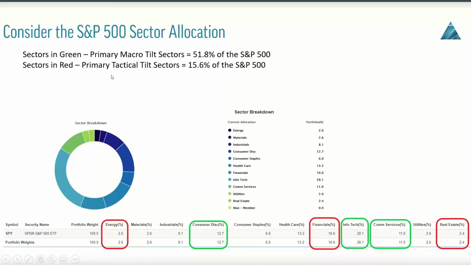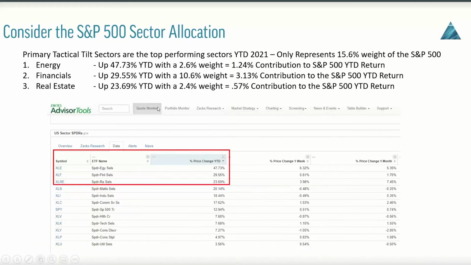The sectors in red, these are the tactical tilt sectors that we do not hold in core. And these primary tactical tilt sectors only represent 15.6% of the S&P 500. We've heard a lot about these sectors year to date. Their performance has been absolutely staggering, these 3 primary tactical tilt sectors. But when you combine their performance with the relatively low weight in the S&P 500, the contribution to the S&P 500 really is not that dramatic.